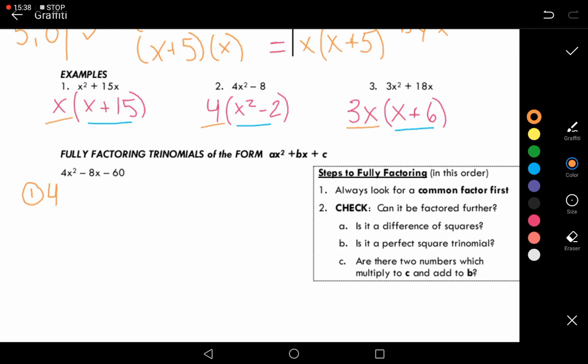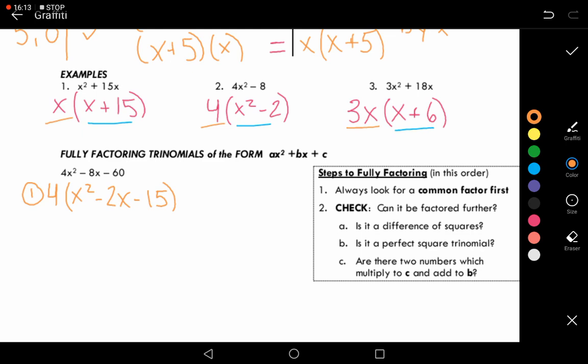We know we can't take anything bigger because if the first term only has 4 to give, you can't ask it for 5. It only has those 4 that you can have. Remember, what you're taking out, what you're dividing out, is out front. In the bracket is what's left over after you divide. So 4x squared divided by 4 is x squared. Negative 8x divided by 4 is negative 2x. Negative 60 divided by 4 is negative 15.